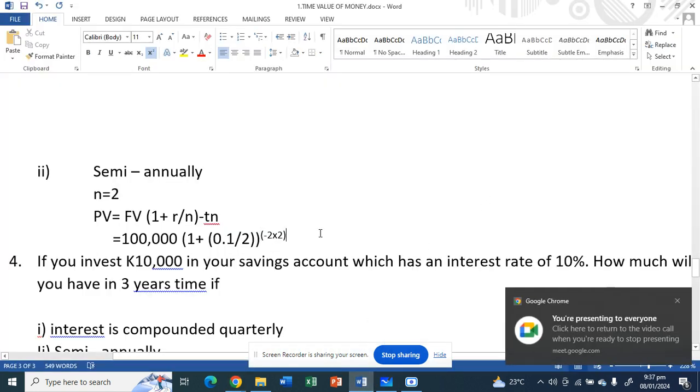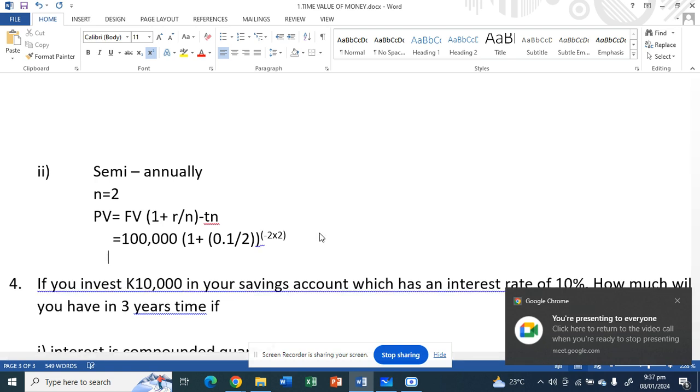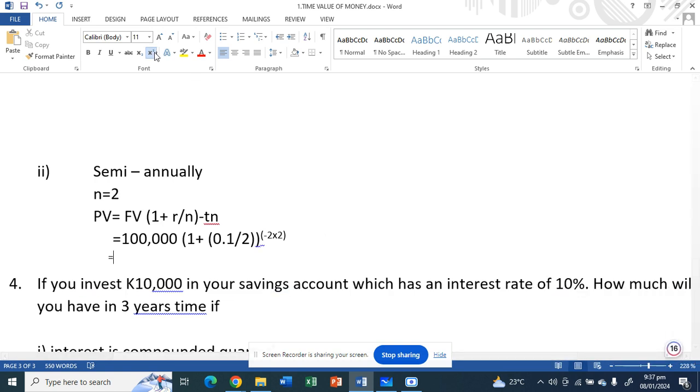Yes, so we do our tabulations. We start with the parentheses, the brackets. So 1 divided by 0.1 divided by 0.2. 0.1 divided by 2, that is 0.05. 0.05 plus 1, you get 1.05.